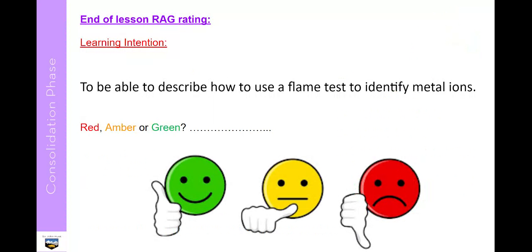And that leads us on to the very last part of the lesson. Remember, you need to rate your learning intention. So you needed to be able to describe how to use a flame test to identify metal ions. Are you red, amber, or green? Once you've done that, please submit your work so I can then mark it and provide you with feedback.